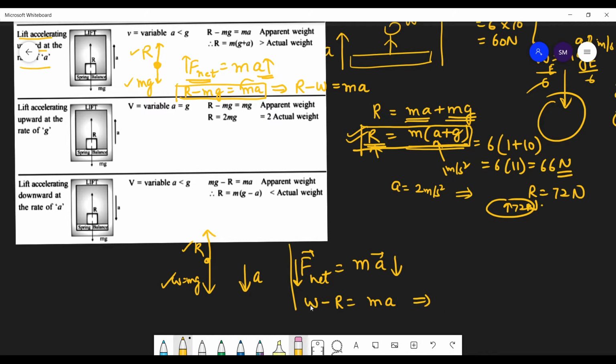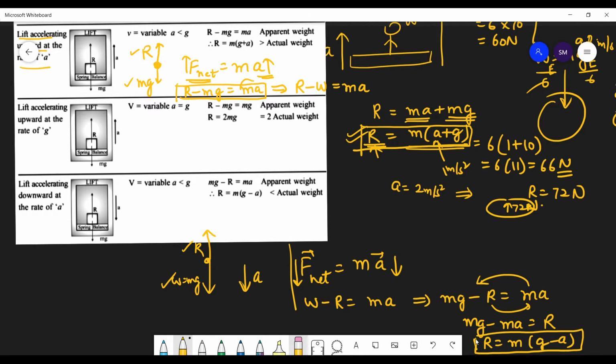And W is your mg. So mg minus R is equals to ma. So R will go that side and ma will come this side. So mg minus ma is equals to R. And m you can take common. So you get R is equals to m into g minus a. Is this clear, students? Yes, sir. So you have got two formulas.